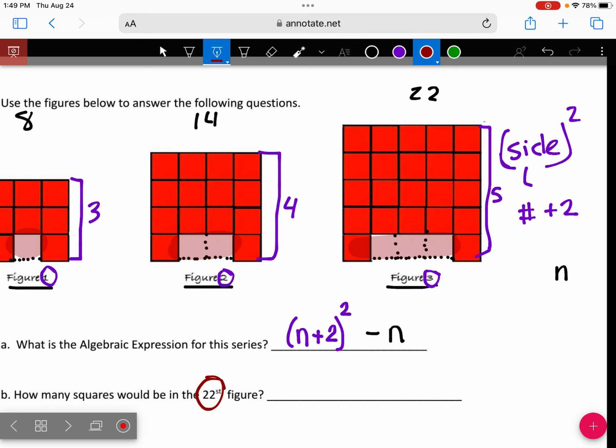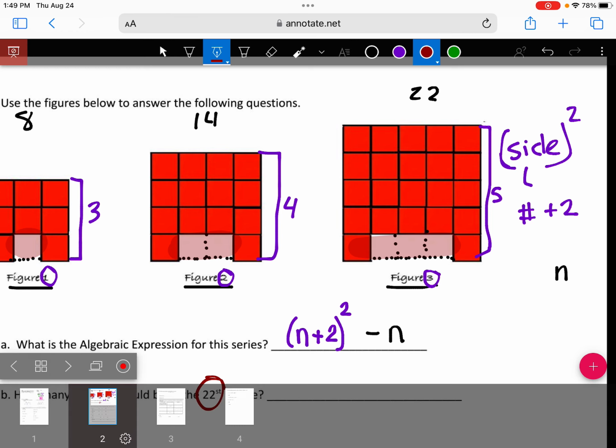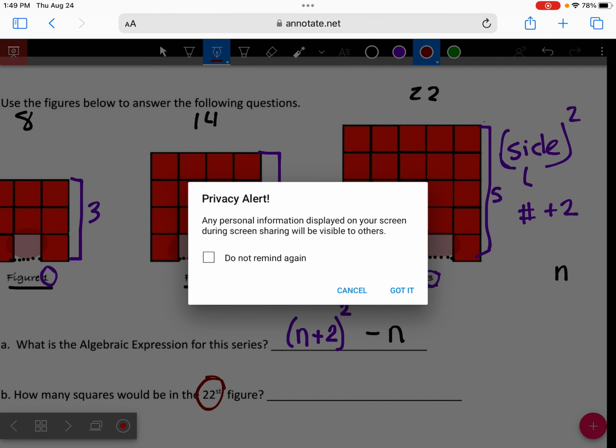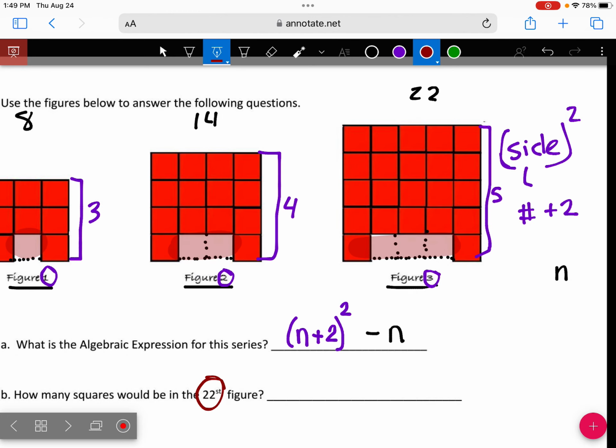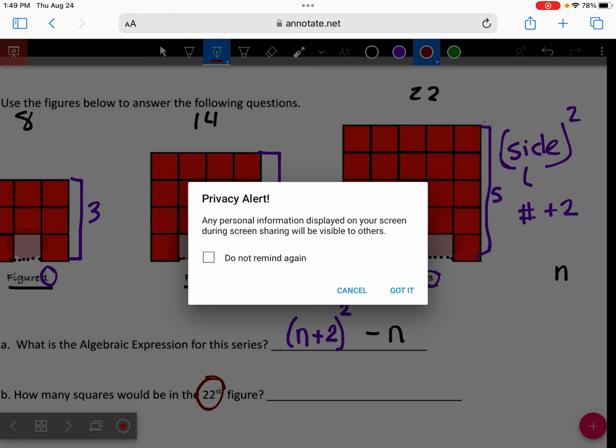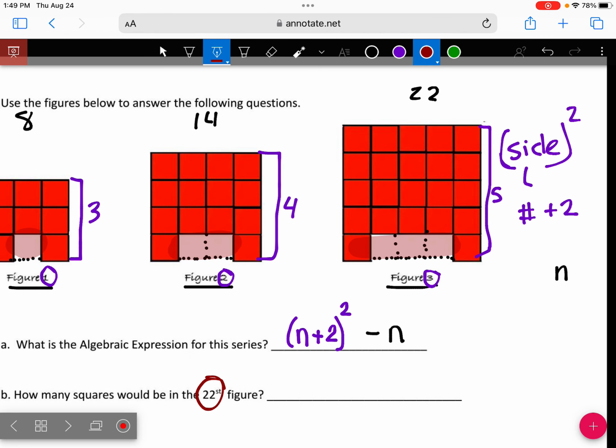And actually, let me see if I can get my calculator to pull up on here. Got it. Okay. But it didn't do the thing. Oh, it's because it won't let me. Okay, I can't get my calculator to come up. So just type it into a regular calculator. And you could type it in with the parentheses exactly as it is. 22 plus 2. Close it. Squared. Minus 22. And I get 554.